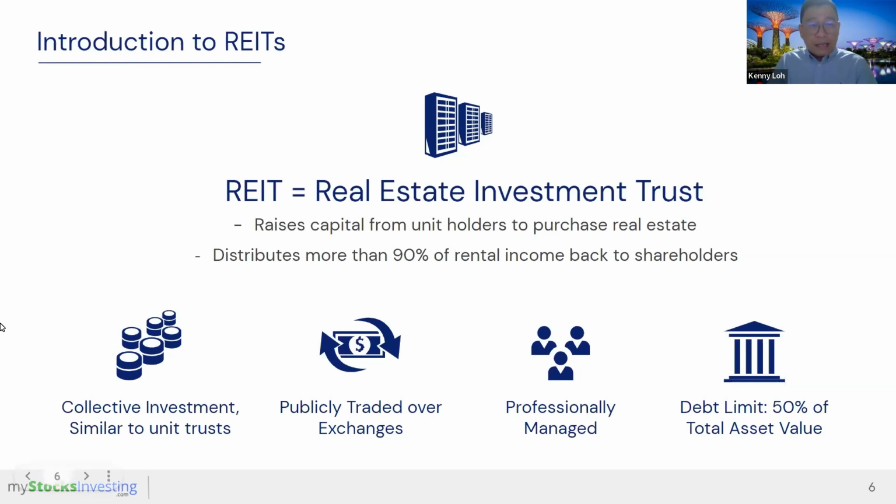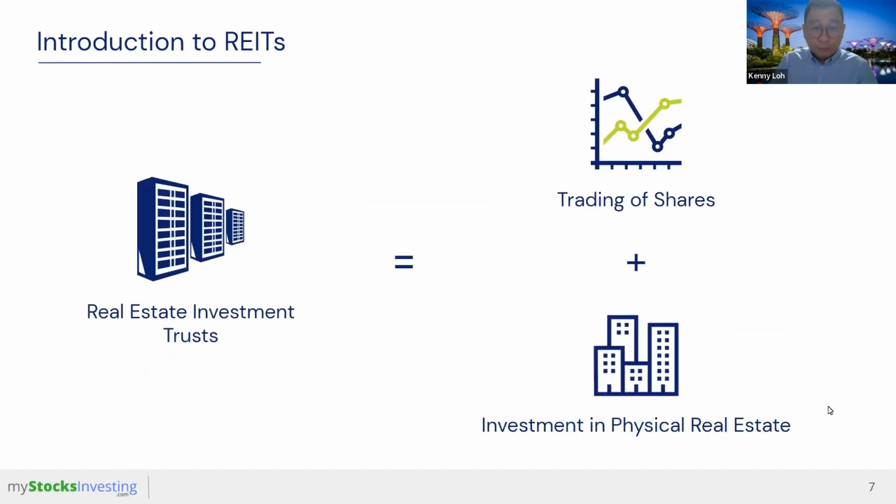REIT is an asset class pretty similar to collective investments, something like a unit trust or mutual fund. REIT is publicly traded over the exchanges, and it is professionally managed. The underlying of the REIT is real estate. There is a debt limit or gearing ratio imposed on the REIT itself. In Singapore, it cannot exceed 50% of total asset value. So in short, what is REIT?